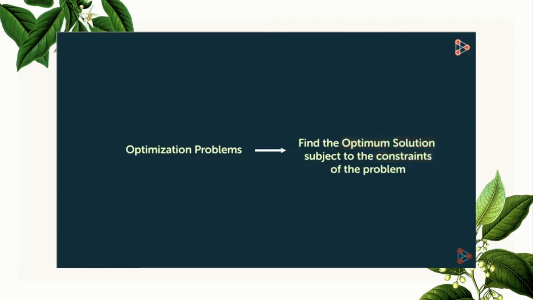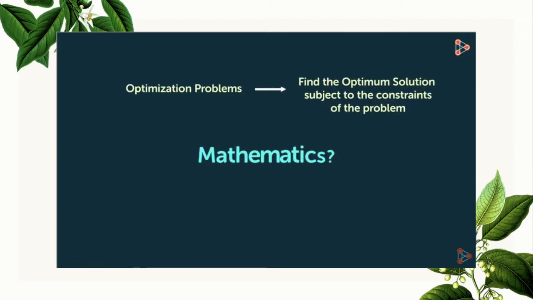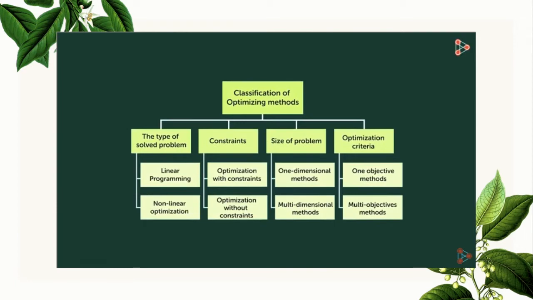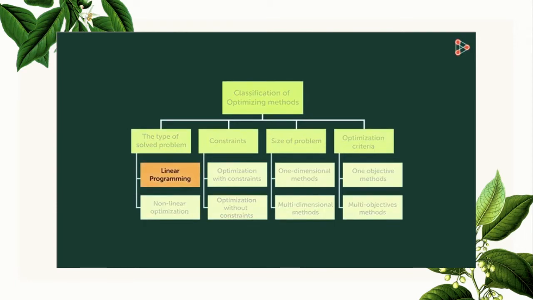But how are these optimization problems solved in mathematics? There are different problem-solving techniques to solve such problems. They come from a very important area of mathematics called optimization techniques. Yes, there are many different categories of the optimization techniques. Some of them can be seen here. One such technique that we will discuss in our upcoming lessons is linear programming. What is linear programming? How is it used to solve optimization problems? Let's find the answers to these questions in our next lesson.